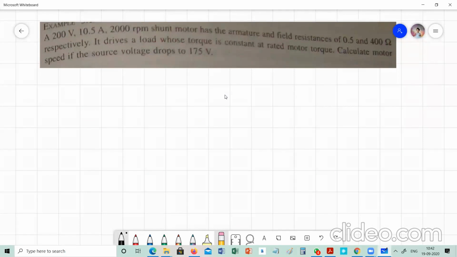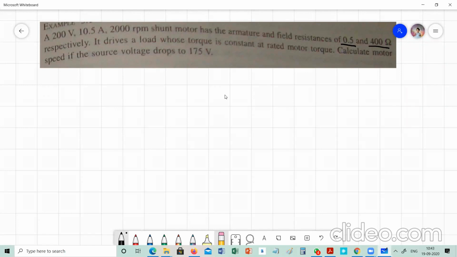The problem is given as: a 200 volt, 10.5 ampere, 2000 rpm shunt motor has armature and field resistances of 0.5 and 400 ohm respectively. The ratings are given. The source is 200 volt, the rated armature voltage is 200 volt, the rated armature current is 10.5 ampere, and the rated speed is 2000 rpm.